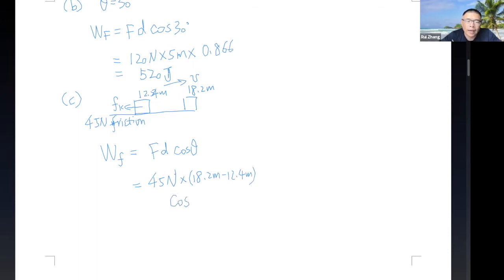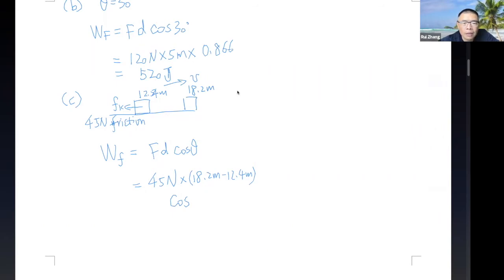What is the angle here? Oh, there's a message right here. There's a question: how are we going from Newton to Joule? I'll explain that. But first, tell me what is the angle in this case when you consider work done by friction? What is the angle between the direction of friction and the direction of motion?